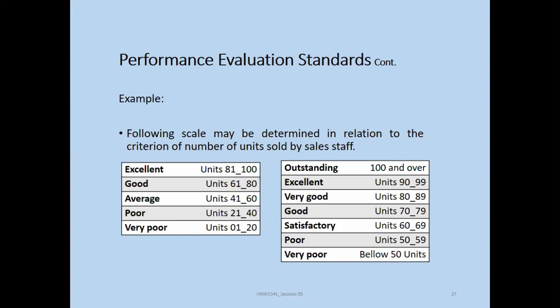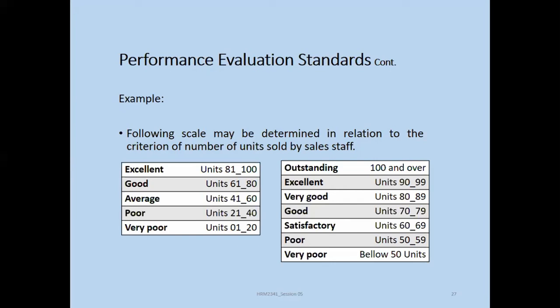Determining this range, we call the development of performance evaluation standards. Sometimes that may be 5 points or 5 ranges, or sometimes 7 ranges, or sometimes maybe 3 ranges. It is most appropriate to develop at least 5 or 7 ranges, because if you use 3-range performance evaluation standards, that may not be sensitive to the high performer and the low performer. You cannot differentiate these two types of performers if you use only 2 or 3 ranges.